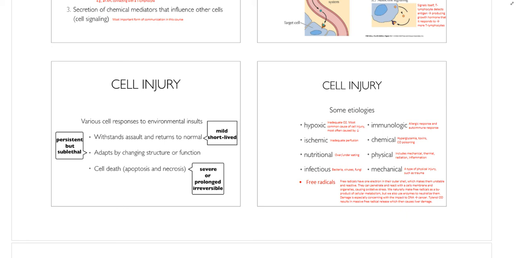Some of the specific types of cell injuries are going to include hypoxia, or hypoxic injury, which is going to be inadequate oxygen. All cells require oxygen for the purpose of cellular respiration, aerobic metabolism, and if they don't have enough oxygen, they will die. This is going to be the most common cause of cell injury, and is most often caused by ischemia, which is going to be inadequate perfusion.